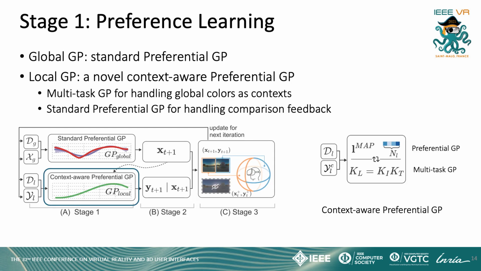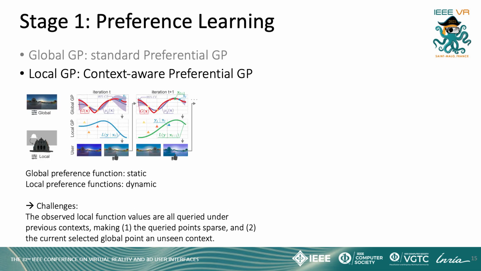To model user preference in stage 1, we explore a standard preferential Gaussian process for global preferences. For local preference, we propose a novel context-aware preferential Gaussian process. It combines a multi-task Gaussian process for handling global colors as contexts and a standard preferential Gaussian process. There are some technical challenges for learning local preferences.